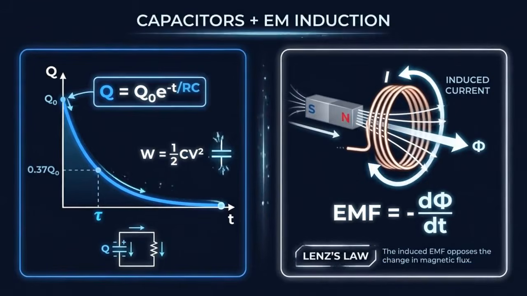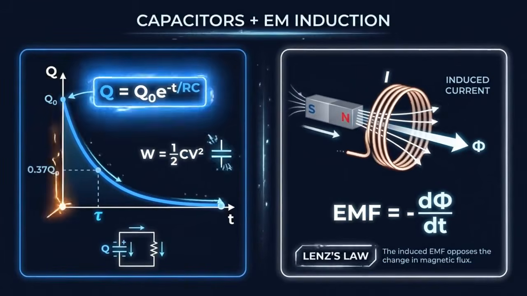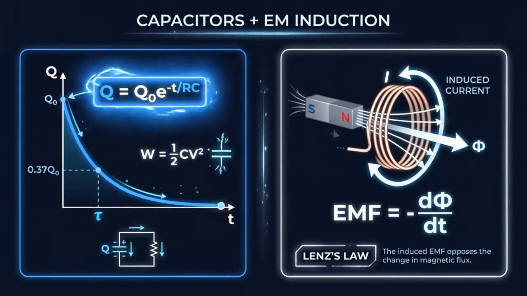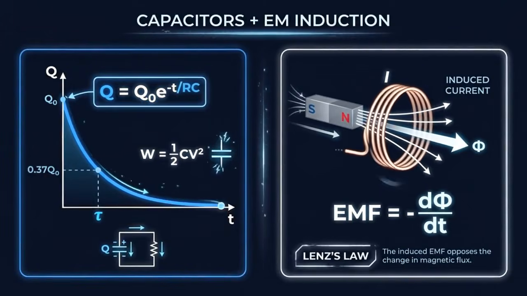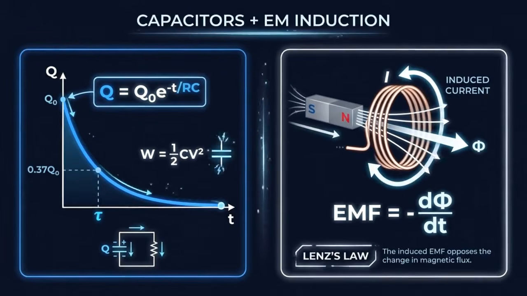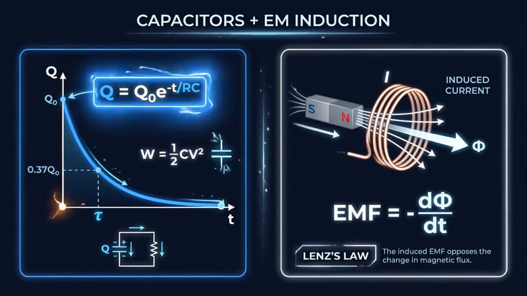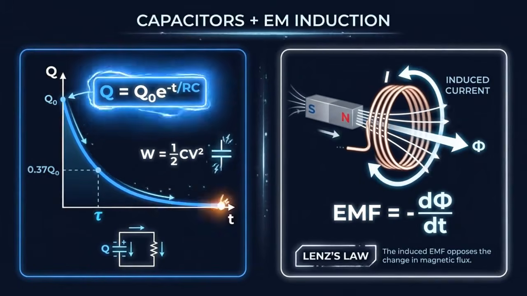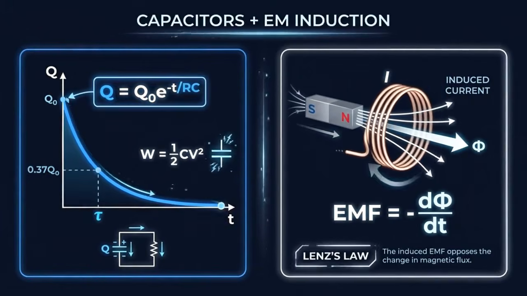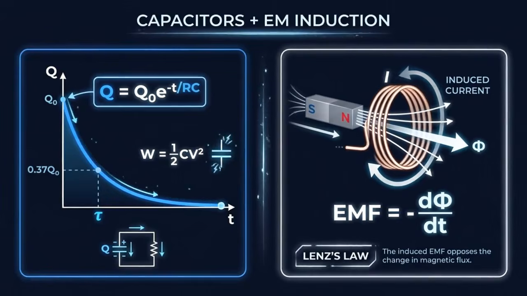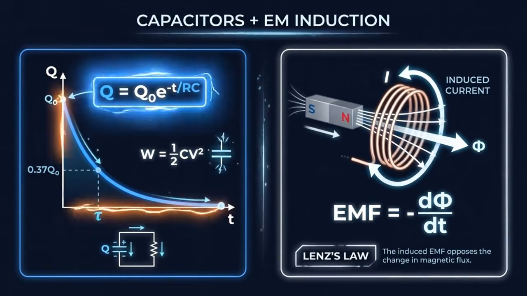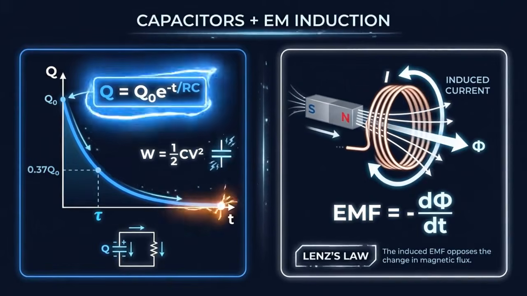Capacitors and electromagnetic induction both appear every year. For capacitors, the 3 energy formulas are interchangeable. Energy equals a half QV equals a half CV squared equals Q squared over 2C. The discharge equation is Q equals Q naught times e to the power of negative t over RC. The time constant tau equals RC. This is the time for charge to fall to 37% of its initial value.